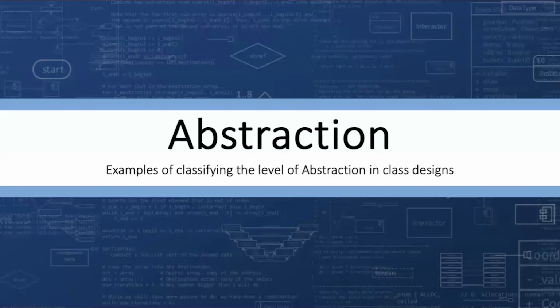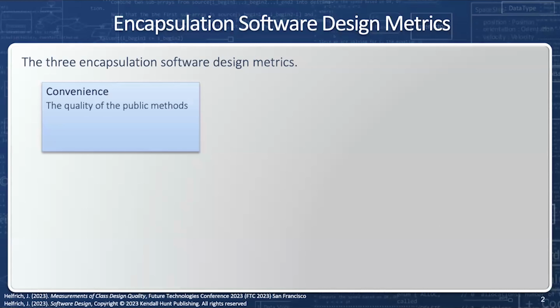Today's video will demonstrate how to assess the quality of several class designs through the encapsulation metric of abstraction. Hello, I'm James Helfrich. The encapsulation metric of abstraction has 4 levels: complete, opaque, porous, and critical. This video will demonstrate how to identify the level of abstraction for a given class design, as well as the implications of that level.